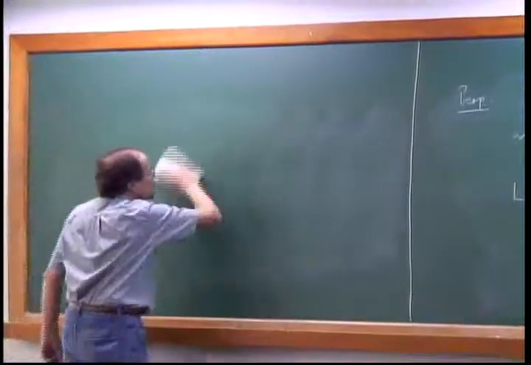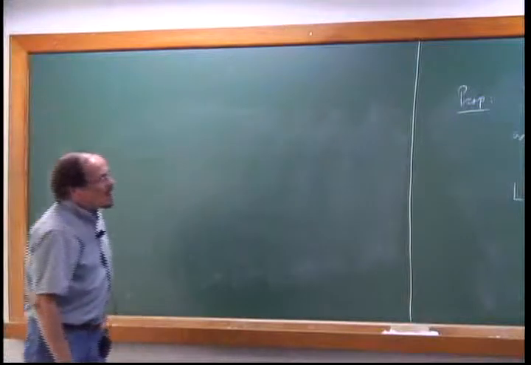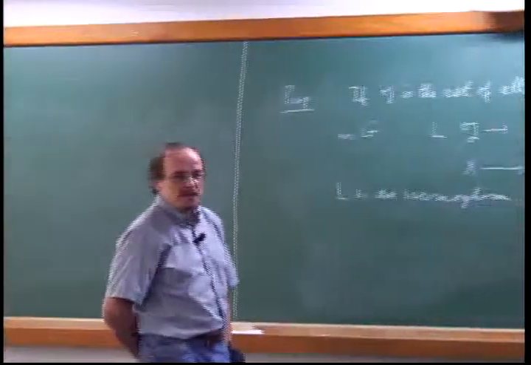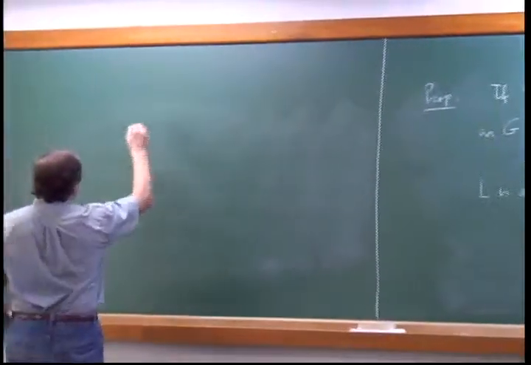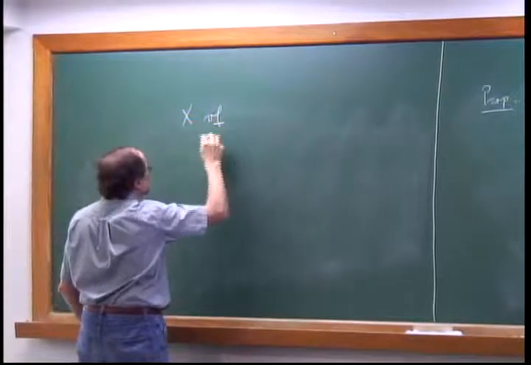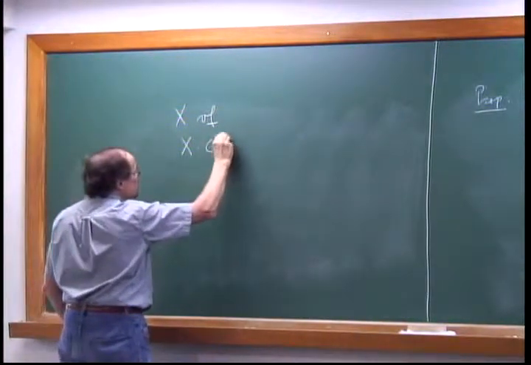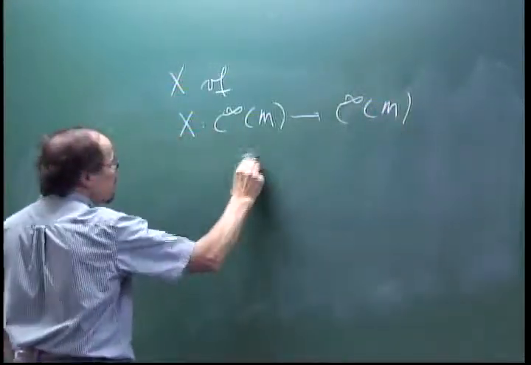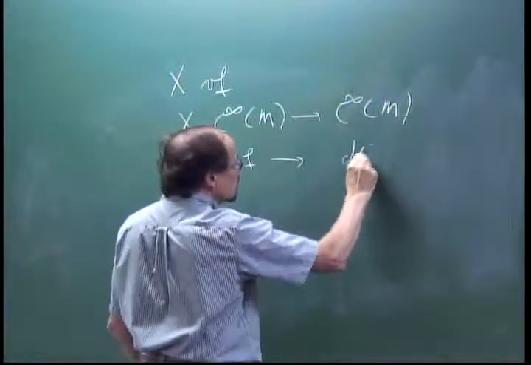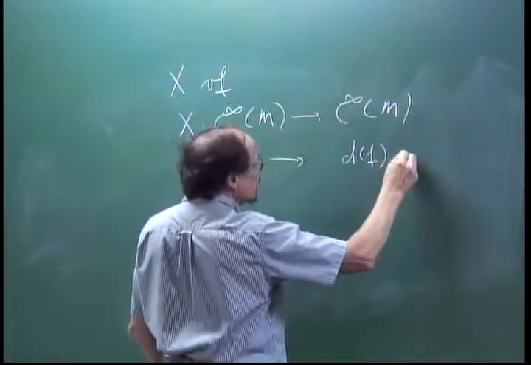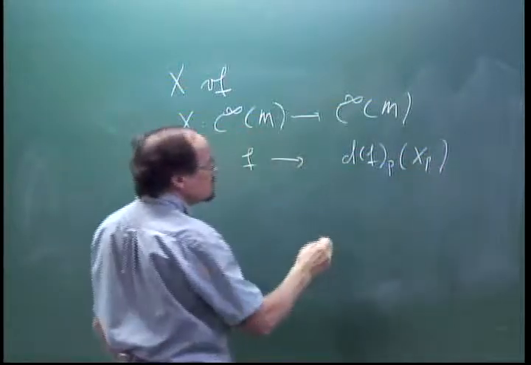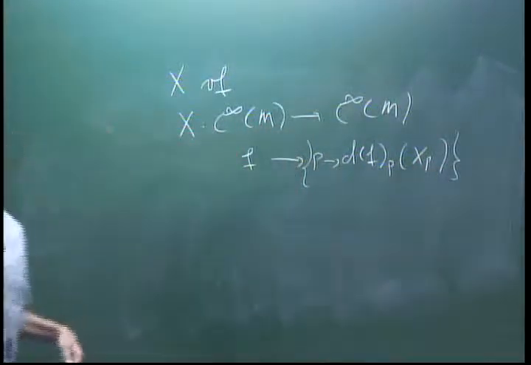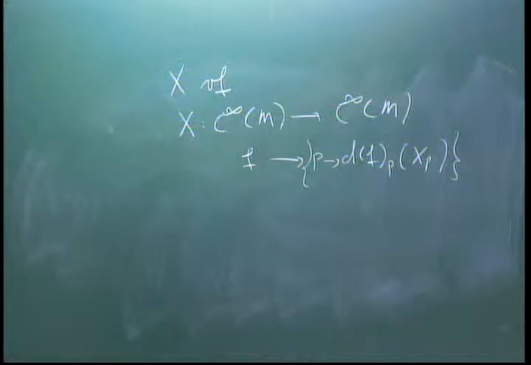I do it in local coordinates, right? So we can prove smoothness in local coordinates. And for this, I want to regard a vector field as a derivation. One possible way to study a vector field is as a derivation. So X is a vector field. I can also regard it as a map from C infinity M to C infinity M, which takes a function f into the derivative of f at the point P applied to X at the point P. Right, that's another way of looking at the vector field.